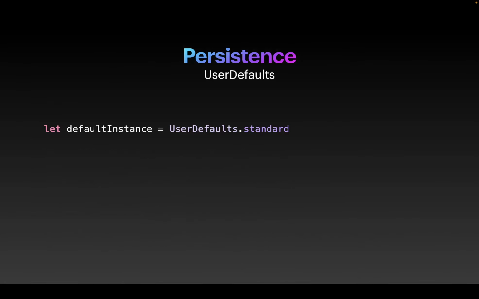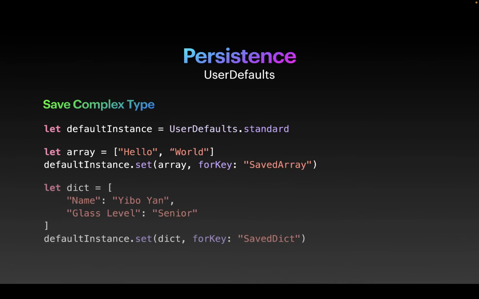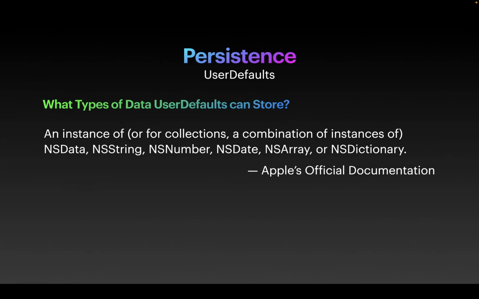Now, of course, we can also save complex types. For example, we can save an array. It's totally valid, and we can save a dictionary. It's valid. And what types of data can the user default system store?